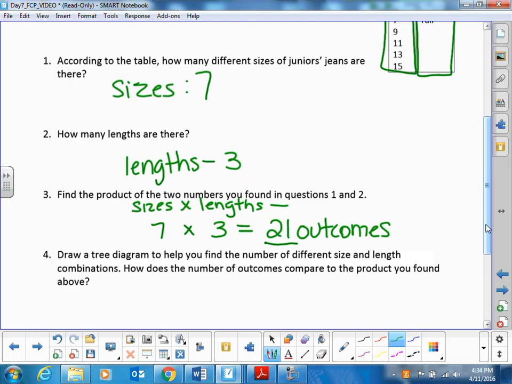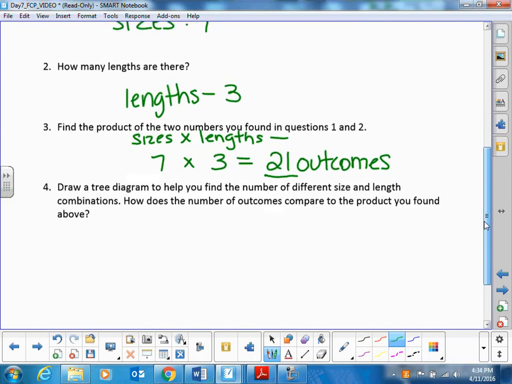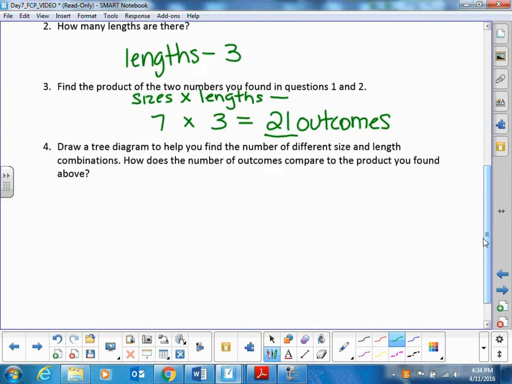It's that simple. We're not even going to bother drawing the tree diagram because you don't have to know how to do it. If I were to draw it, I would have to draw 7 different sizes, and then each one's going to have 3 branches coming off of it. So I would get the same amount to show them.